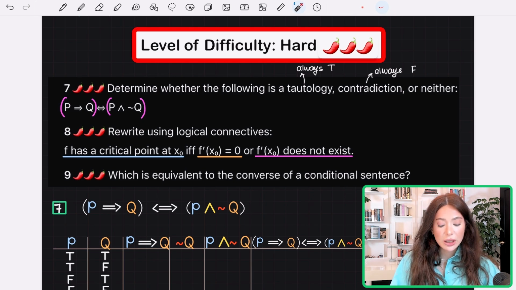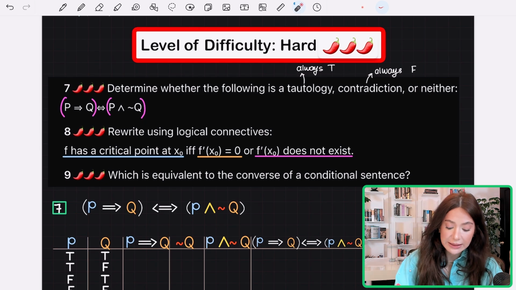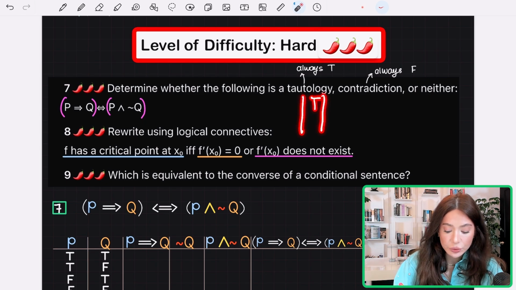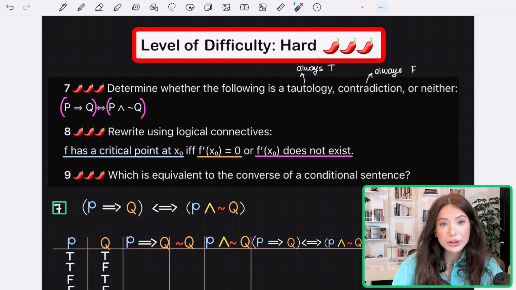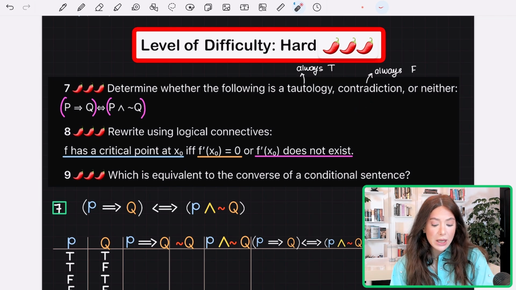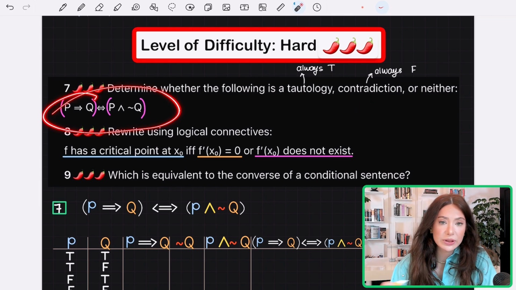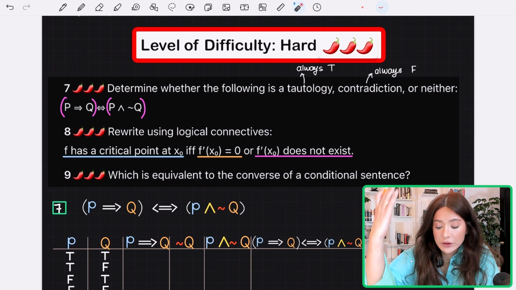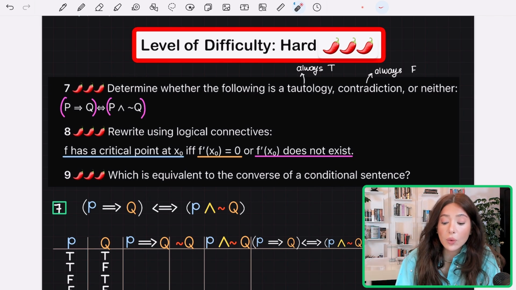Question number 7, determine whether the following is a tautology, contradiction, or neither. Remember what a tautology is. A tautology is where the entire column is true, true, true, true. And a contradiction is where the entire column is false, false, false, false. So we're going to do truth tables of this and then see if it's true everywhere or false everywhere, or neither. It's like some true, some false, so it's contingent on the case.